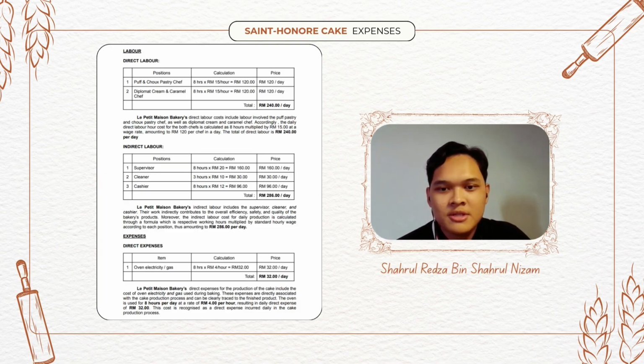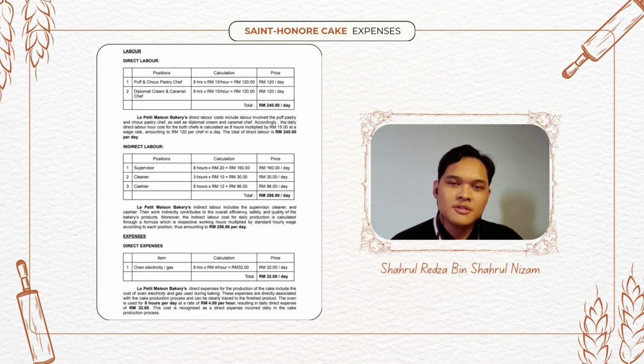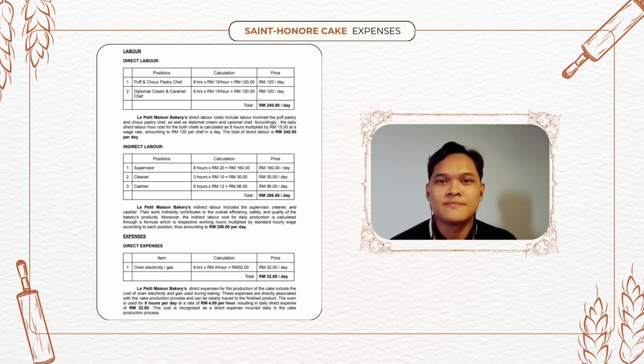So let's look at our expenses. The first one is direct expenses. These are the costs that can be traced specifically to the production of our cakes. Currently, our primary direct expense is oven electricity and gas, as we operate our oven 8 hours per day. At the rate of 4 ringgit per hour, this brings our daily direct expenses to RM 32. These costs fluctuate directly with our baking volume, so the more we bake, the more we utilize these resources.